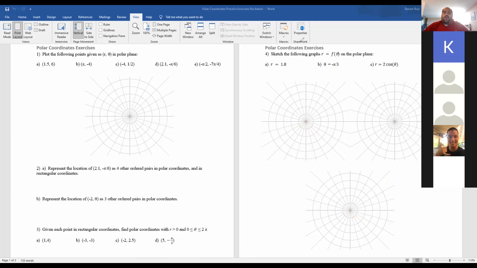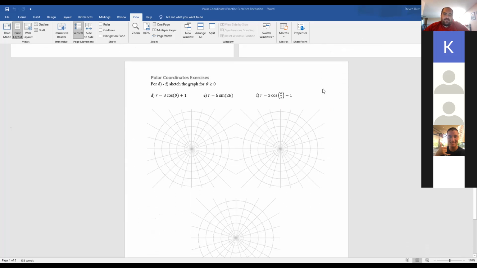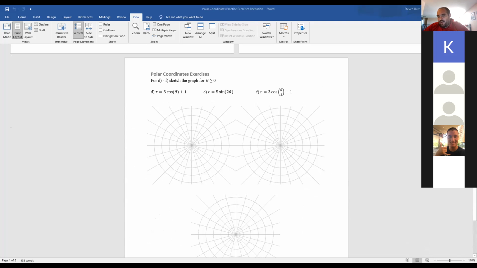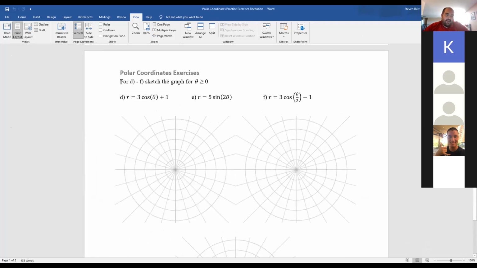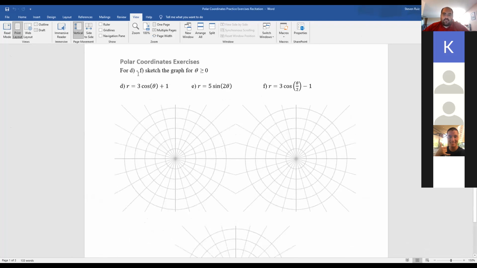Good. All right, so I want to go on to this next one because these are going to get trickier. And I'm going to make this a lot bigger. And for right now, I just want to focus on part D. So 3 cosine theta plus 1.